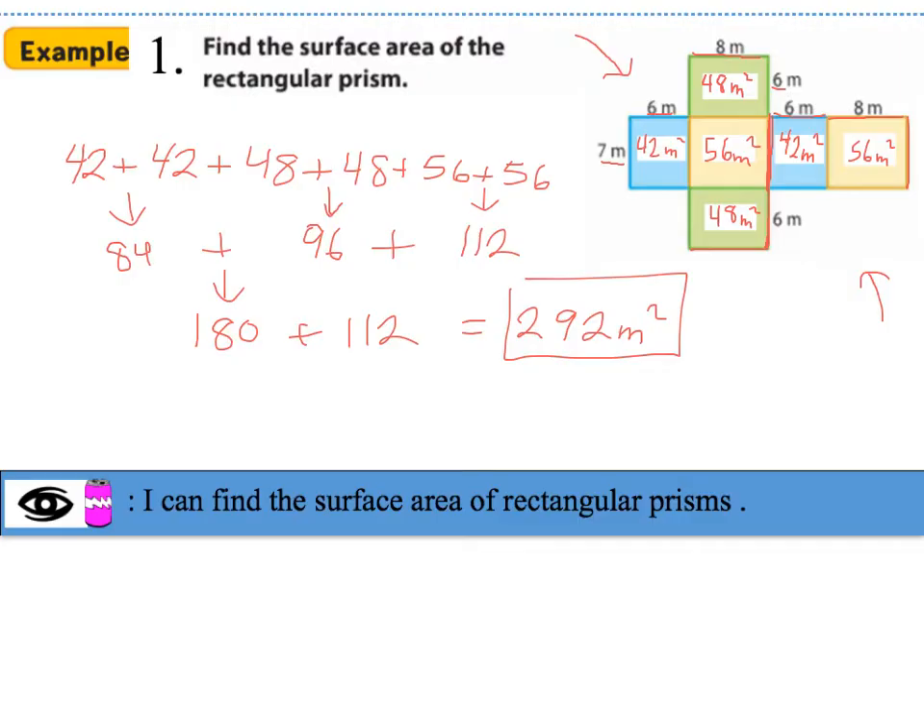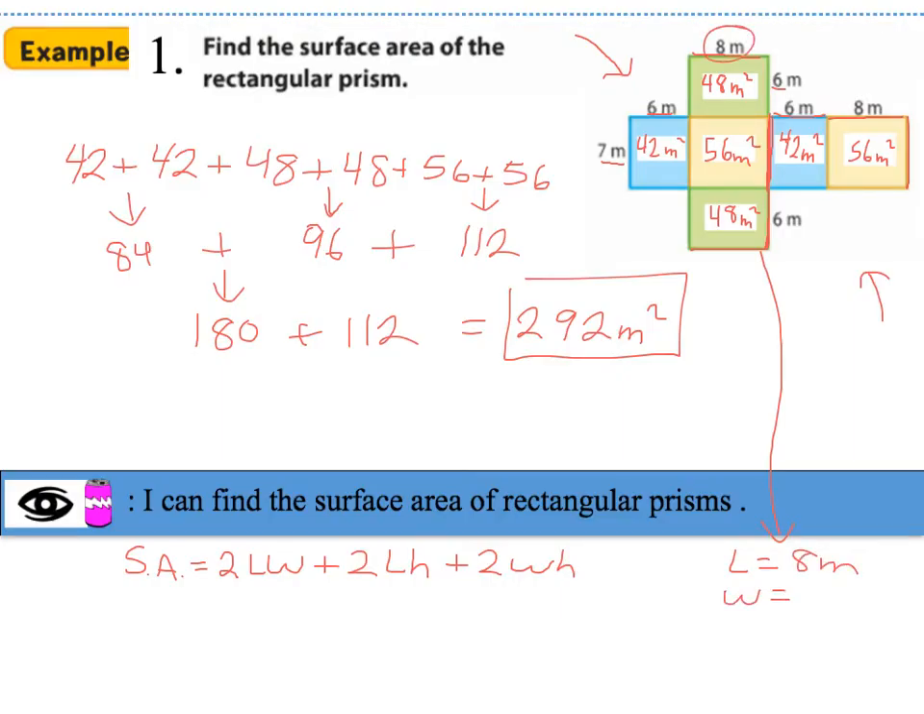Another way that we can solve this problem is by using a formula. So I'm going to use the formula surface area is equal to 2 times the length times the width plus 2 times the length times the height plus 2 times the width times the height. So let's look at the information that we have given this net. I have my length, which we can call the length to be 8 meters. And the width, we can call the width to be 6 meters. And the height, we can call the height to be 7 meters.